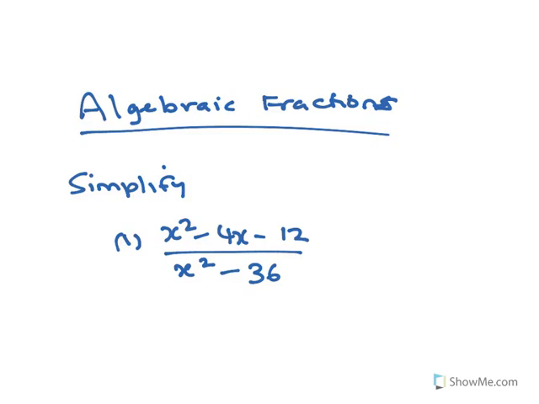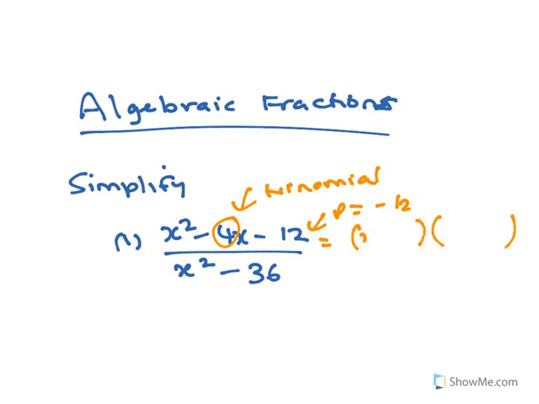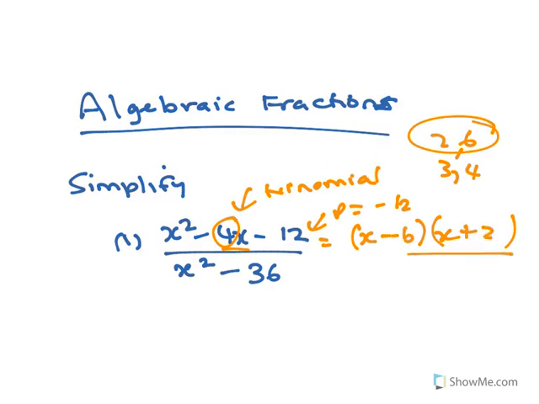Okay, so just looking at simplifying algebraic fractions. The first thing you do have to do is factorise first. So this here is a trinomial, so it's got 3 terms. The product's minus 12 and the sum's minus 4. Two things that multiply to give minus 12 would be 2 and 6, or 3 and 4. We're trying to get minus 4, so it'd be 2 and 6, minus 6 plus 2.